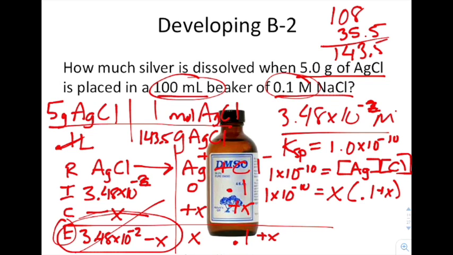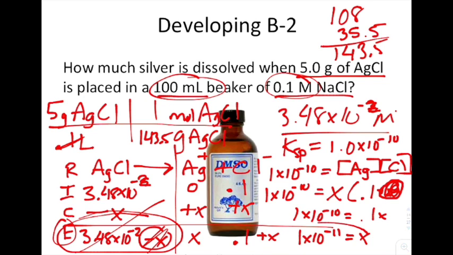Now, we taught you a trick last year, that when you had a minus term and you were dealing with something really, really small, you could ignore the minus term. And it actually works both ways. You can actually ignore the plus term. So I can eliminate this term right here and make this question even easier by saying 1 times 10 to the minus 10th equals 0.1x. At that point, you'd say 1 times 10 to the minus 11th equals x.